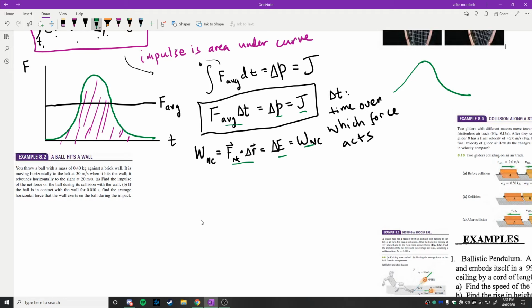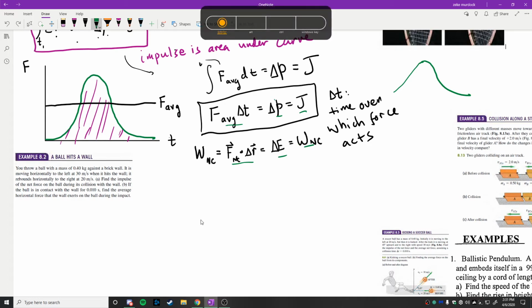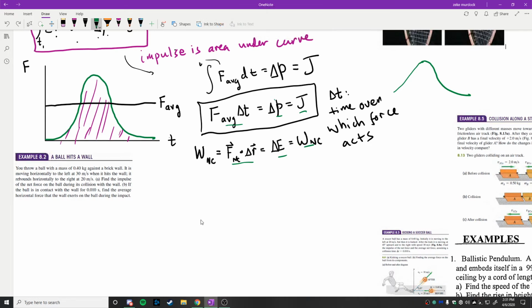A force acting over some time changes momentum. It also changes energy. A force acting over some distance changes mechanical energy. But that also often changes the momentum of the system too. So, okay, let's use this to solve a problem so we can see how this actually works.